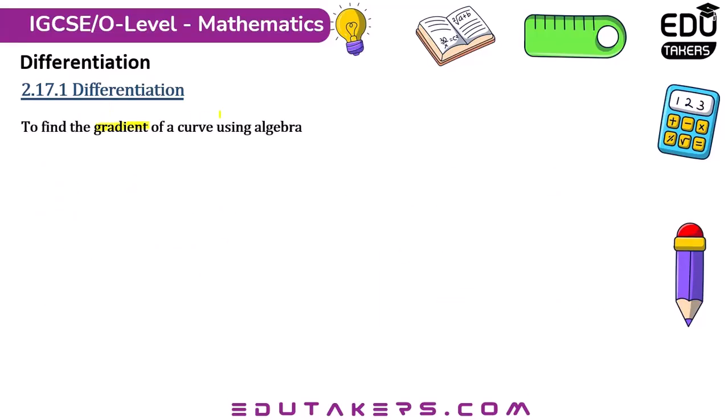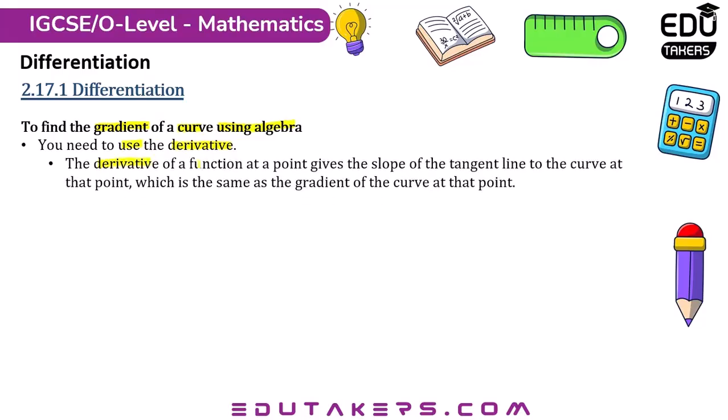To find the gradient of a curve using algebra, you need to use the derivative. The derivative of a function at a point gives the slope of the tangent line to the curve at that point, which is the same as the gradient of the curve at that point.